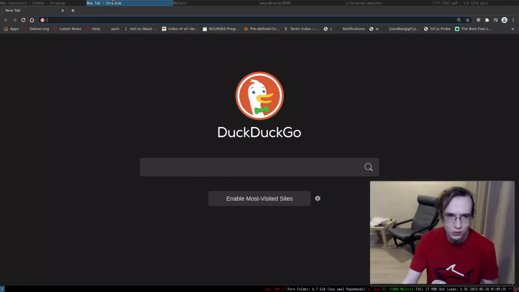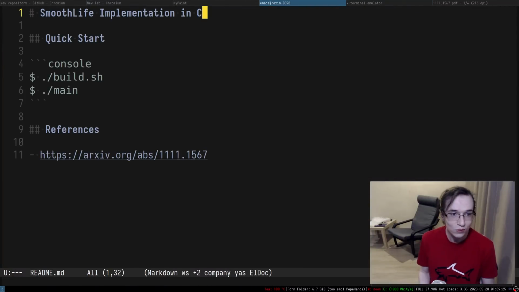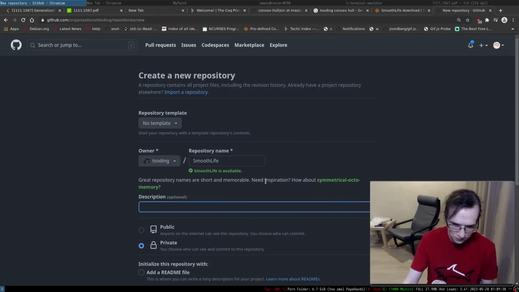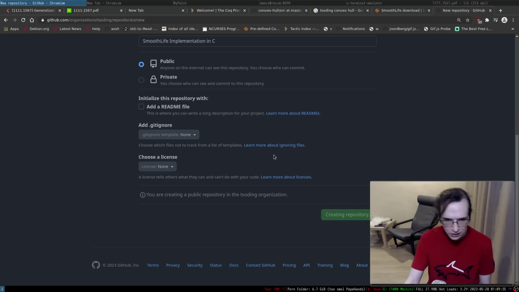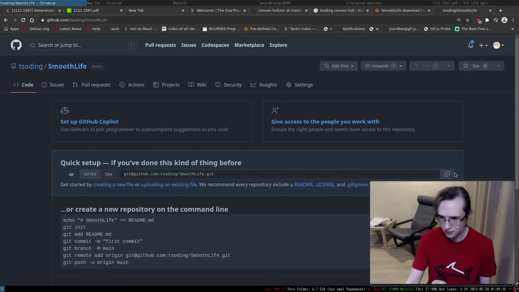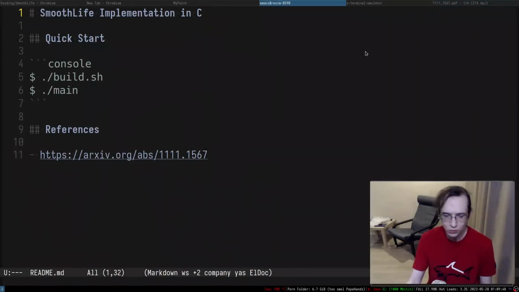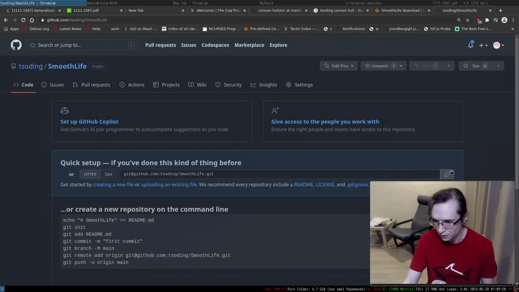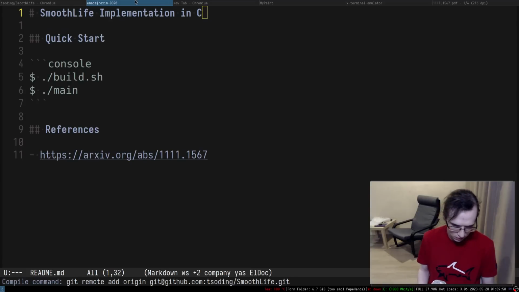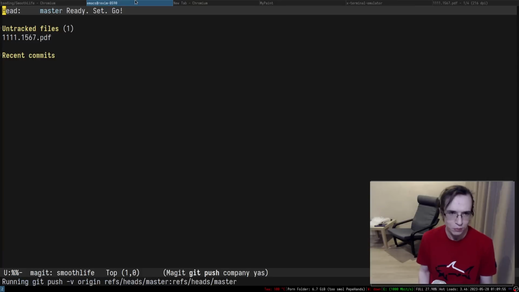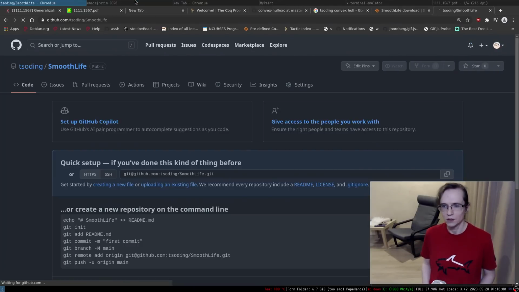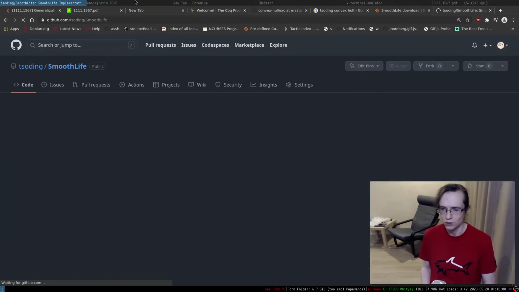Smooth Life. Okay, so right. So, Smooth Life implementation in C. This is going to be public, of course. We're not gatekeeping. We're making everything public, and I'm going to git remote add origin and this. I thought I copy pasted this entire thing. There we go. And let's push that right into the repo. Is it pushed? It's not even pushed yet. Come on, you can do that.